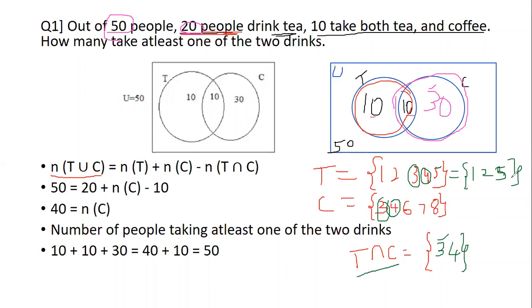They drink only tea. And what is remaining here? Which are the numbers remaining? 6, 7, 8. So person number 6, person 7 and person 8, these 3 people drink only coffee. So 1, 2, 5 drink only tea, 6, 7, 8 drink only coffee. And the other people, 3 and 4, drink both tea as well as coffee. Now did you understand the whole question?